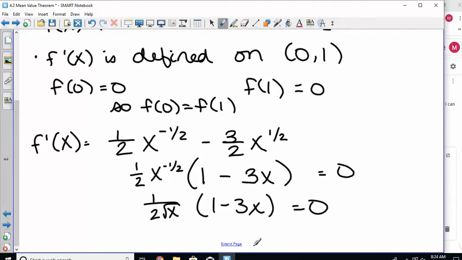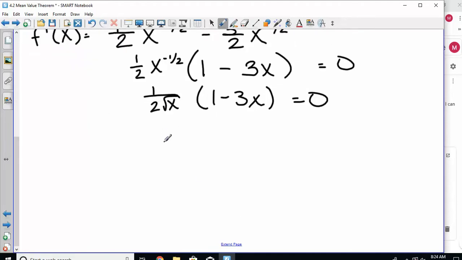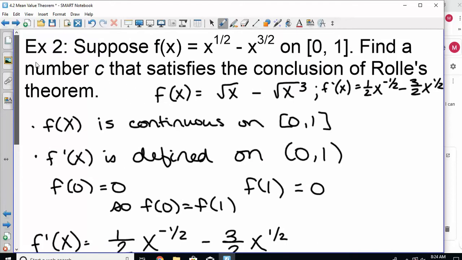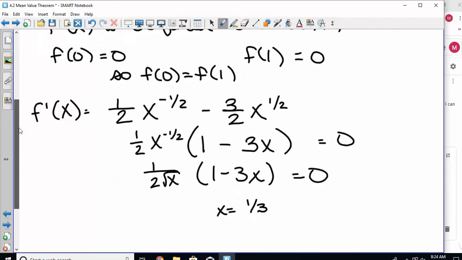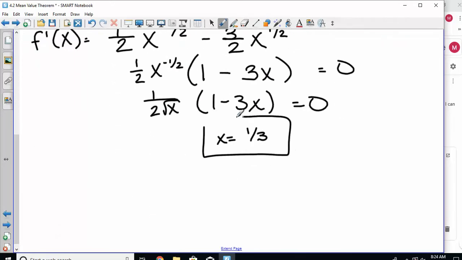What's going to make that equal 0? Well, does 1 over 2 radical x equal 0? No. What would make 1 minus 3x equal 0? One-third. Is 1/3 in the interval 0 to 1? Yes. So we found our point that made the derivative 0.